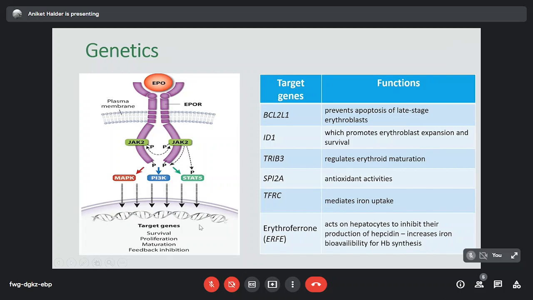So these target genes cause the survival, proliferation, and maturation of different proteins and different cytokines which are responsible for the differentiation and maturation of the red cells. Some of the target genes are the BCL2L1 gene, the ID1 gene, the TRP3 gene, the SPI2A gene. These prevent the apoptosis of the late-stage erythroblast with promotion of the erythroblast expansion, the survival of the erythroblast, and cause the increased production of the red cells.